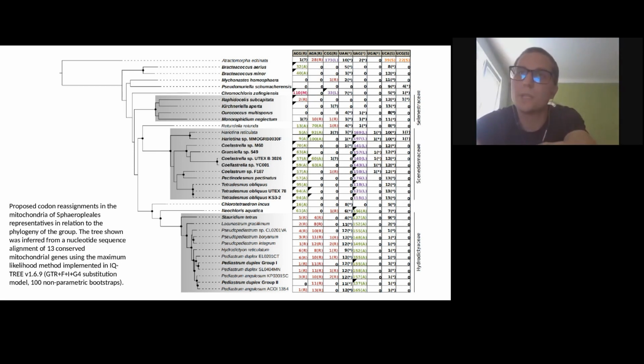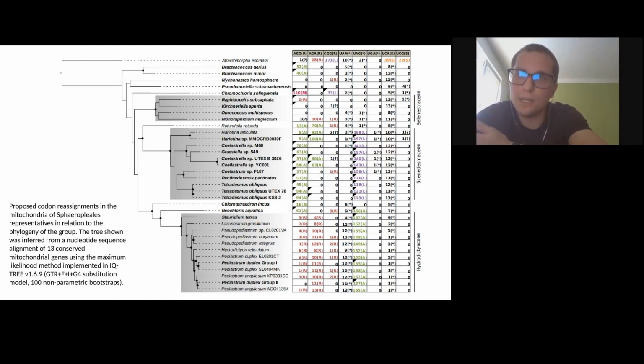What we did next, we collected mitogenomes from Sphaeropleales from other databases than just GenBank. So we used all publicly available data from many papers and many people. And when we looked at the genetic code which we predicted, we saw that there is no codon reassignment which would be present in more than 70% of those organisms.